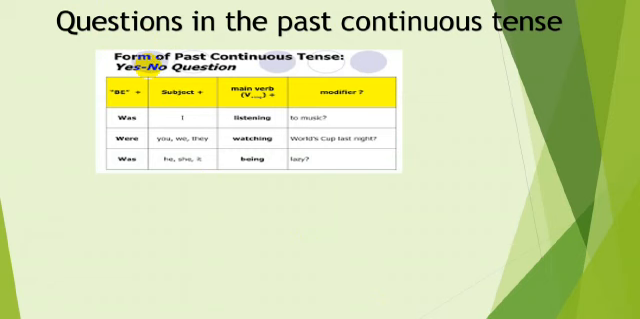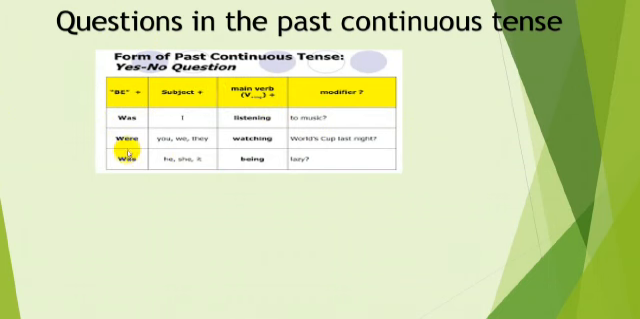So here, in the past continuous tense, the yes or no questions are made like this. I use the verb to be, which is either was or were, and then the subject, and then the main verb plus ing, and then the rest of the sentence, like this one. Was I listening to music? So I use was or were at the beginning, and then the subject, and then the verb plus ing.